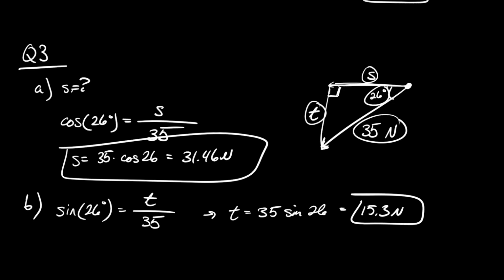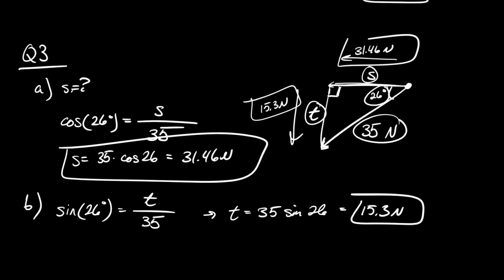So this diagonally downwards 35 newtons force is the same thing as a 31.46 newton force to the left, and at the same time a 15.3 newton force down. Excellent work, guys. This is a killer example.